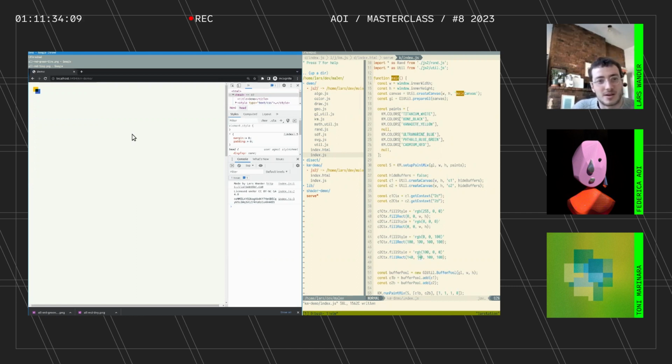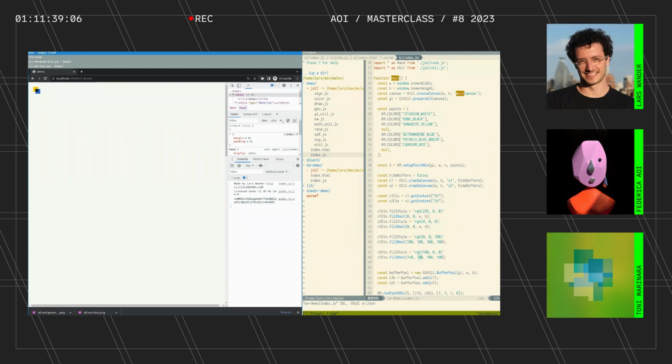So that was a very quick demo showing roughly how this paint mixing works. Are there any other questions?